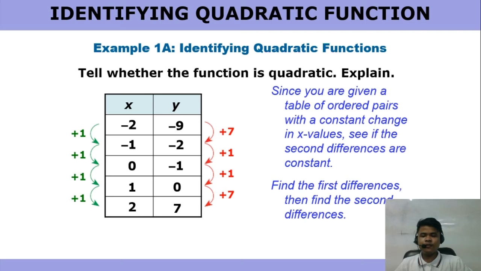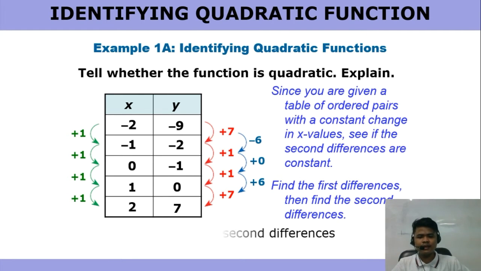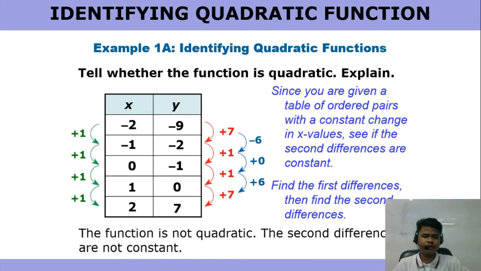The first differences in y values are 7, 1, 1, and 7. It is okay that they are not constant. What is important is the second differences. The second differences are not constant, which are 6, 0, and 6. This means that this function is not quadratic. The function is not quadratic because the second differences are not constant. If the second differences are not constant, it is not a quadratic function.